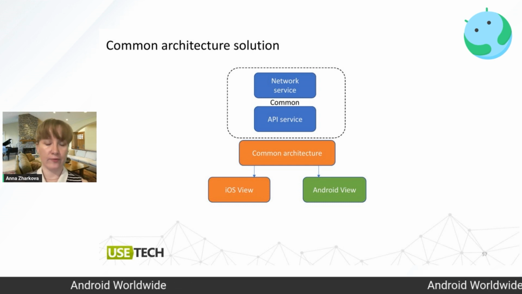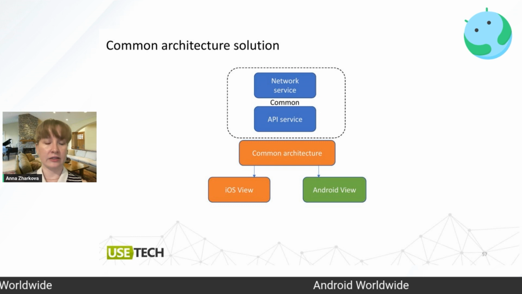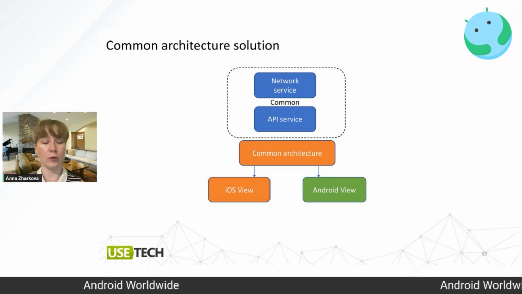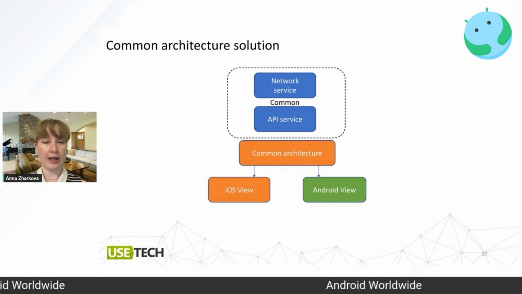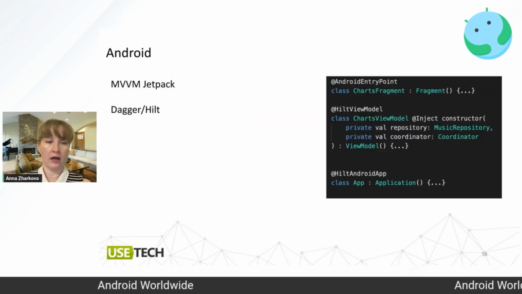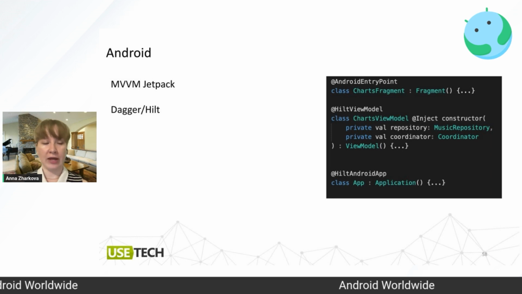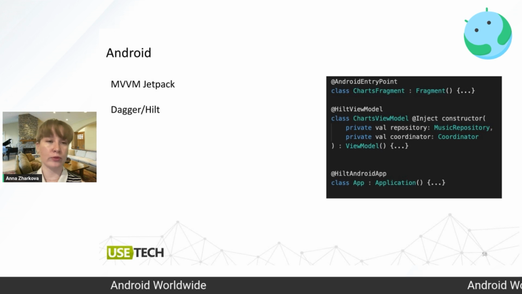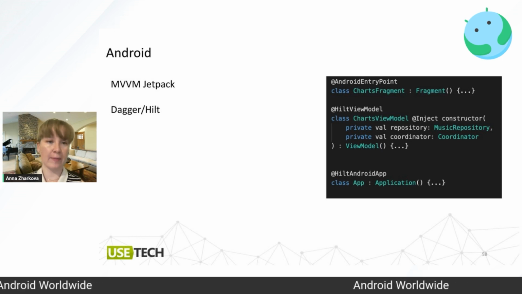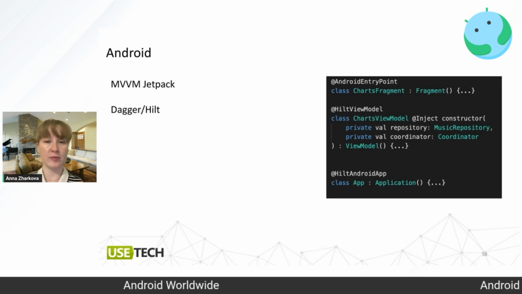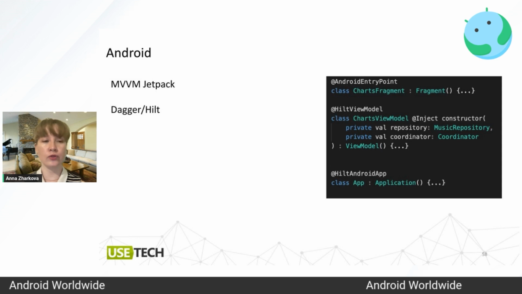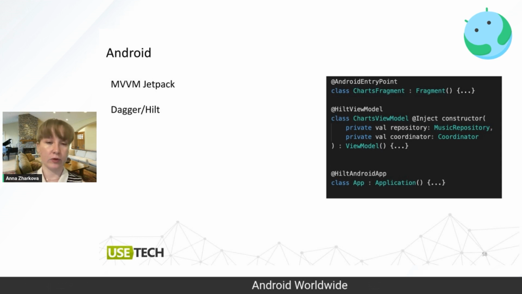What we would like to have is a correctly connected network service with the API service, and also a common architecture that will deal with all this business logic and just provide all the data to our iOS and Android views. By default, we use a dependency injection solution to provide all such logic. On the Android side, we mostly use the MVVM mechanism of Jetpack Compose and Dagger Hilt as dependency injection with all its specific annotations. And of course, it is not a solution for the Kotlin Multiplatform common module.